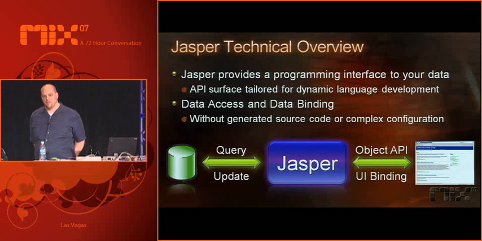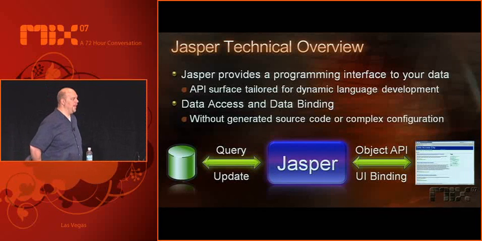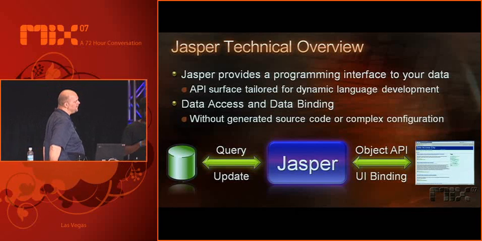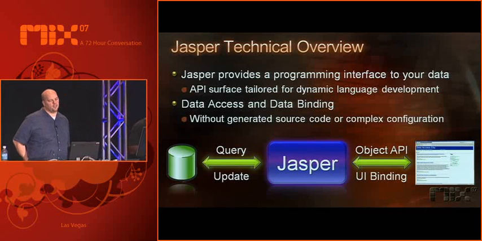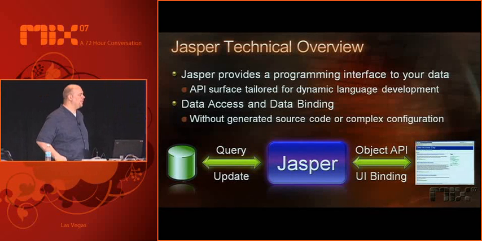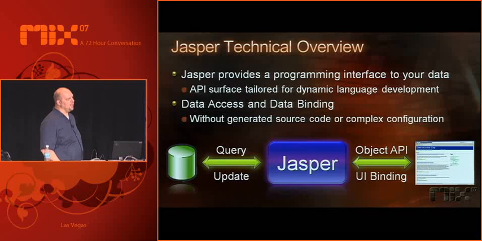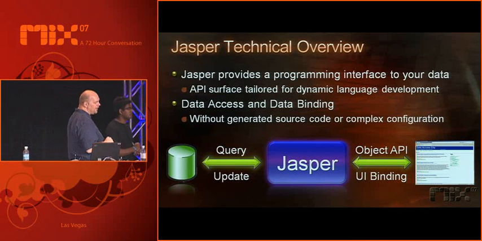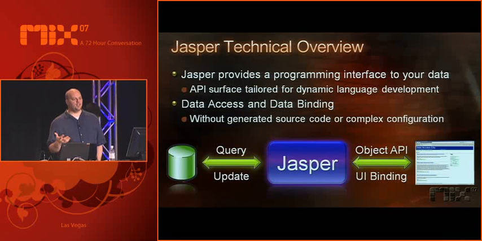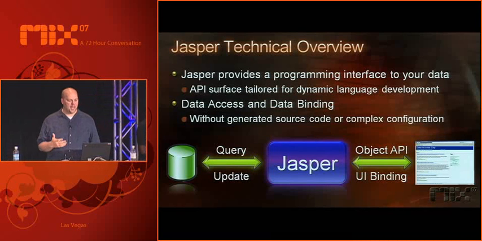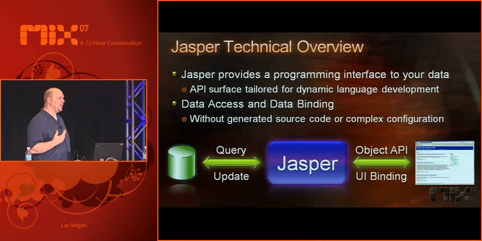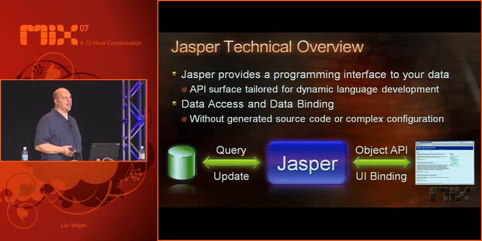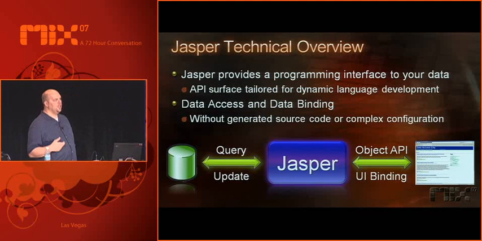So I'm going to walk through some of the major parts of what makes up the Jasper engine, a little bit about how it works, and what's relevant about how this provides some of the functionality that we've been talking about in the demos. This is the slideware repeat for some of the wiring that you saw, hopefully with a little more rationale behind it. So Jasper is another programming interface to your data, but it is an API surface that is tailored for development in a dynamic language environment.